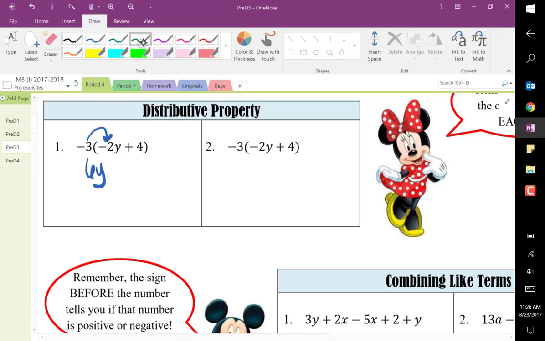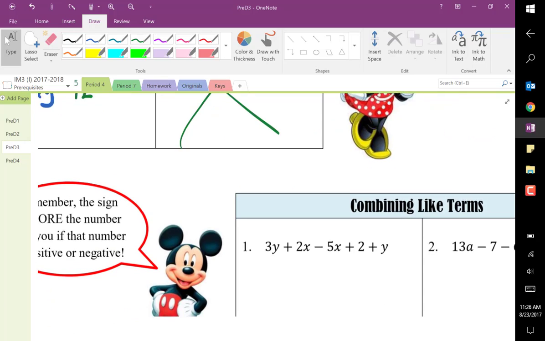That one's done. In green, what's negative 3 times 4? Which is negative 12. Thank you. So 12 is correct, but it was negative 12. Thank you. All right. Let's move on here.